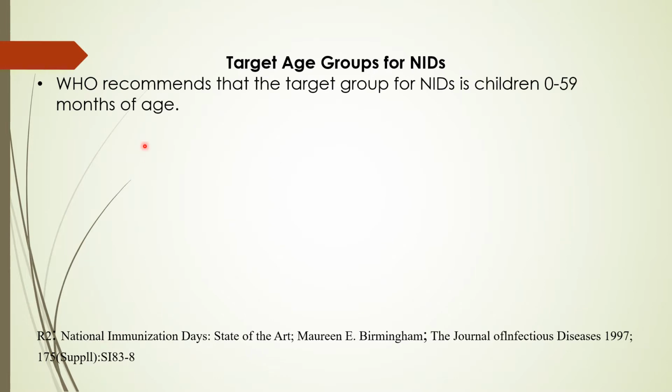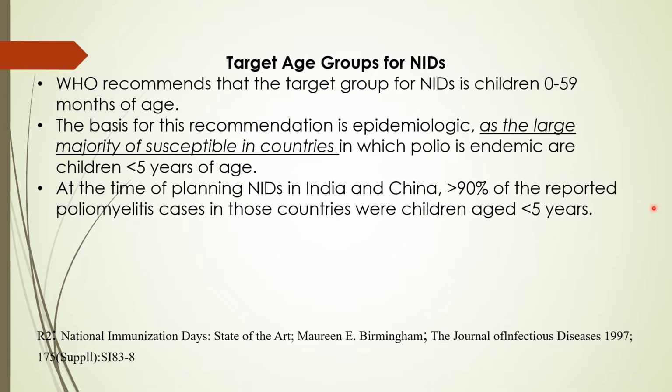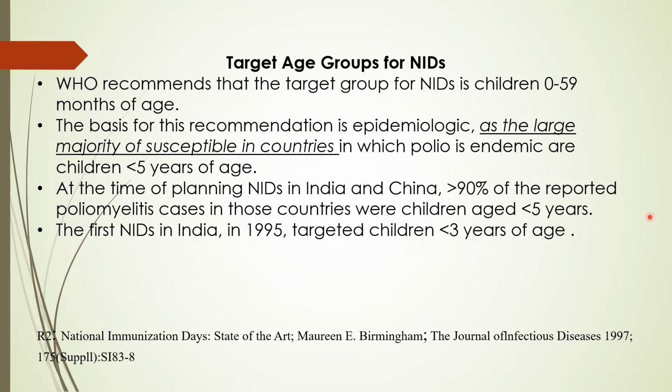Now we have already seen that the target group is between 0 to 59 months of age. Why? The basis of this recommendation is epidemiological, and the large majority susceptible in countries in which polio is endemic are below 5 years of age. Now, at the time of planning of NID in India and China, that is in the 1990s, more than 90% of the reported poliomyelitis cases were children below 5 years of age.